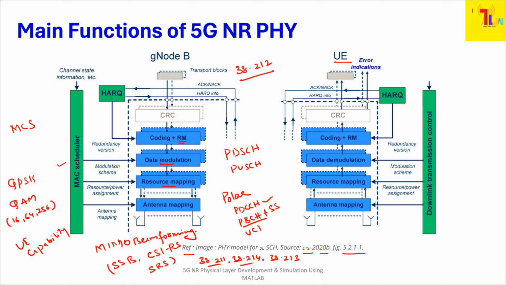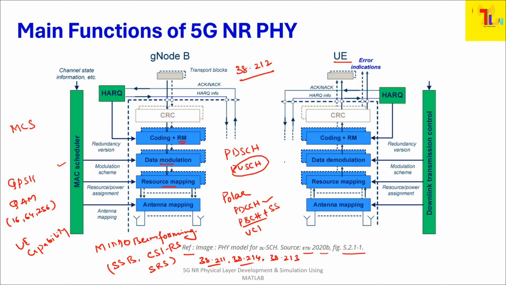So the time domain waveform is going to be generated by the OFDM modulation, that is CP-OFDM for downlink, and uplink uses either CP-OFDM or DFT-s-OFDM, that is DFT spread OFDM, when transform precoding is enabled by the PUSCH.